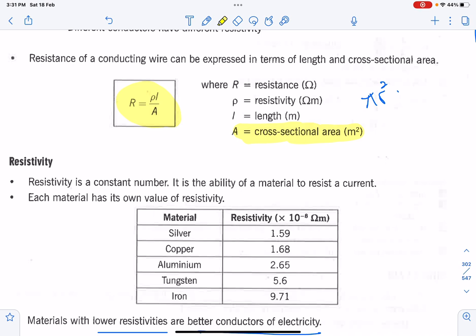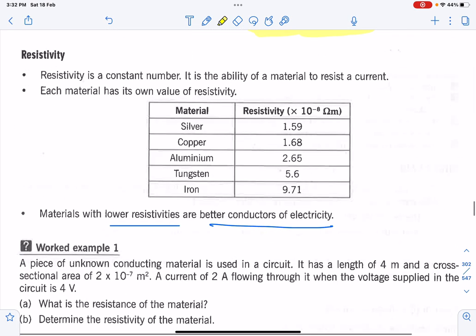One thing to note is that the resistivity of a material will always be constant. So if I say metal, the metal will have a designated resistivity. If I say aluminium, it has its own value. On the other hand, the length and area can always change, and that will influence the resistance. So materials with lower resistivities tend to be very good conductors of electricity.